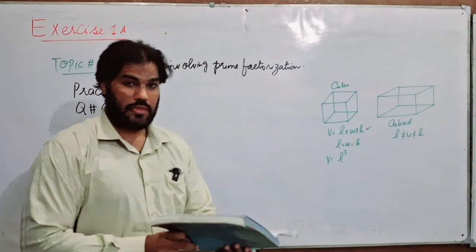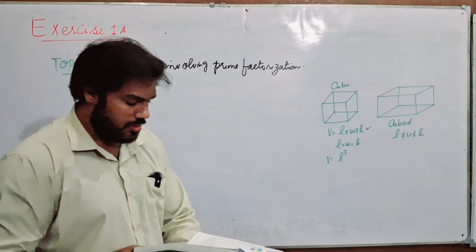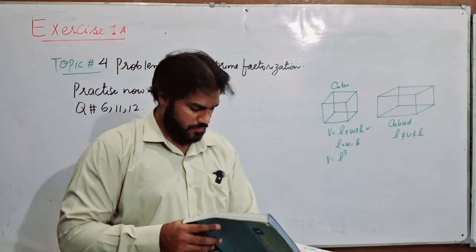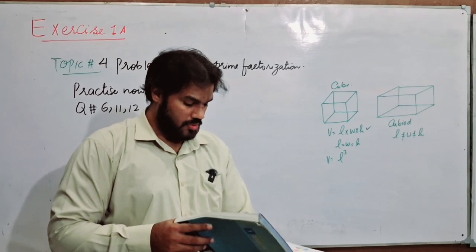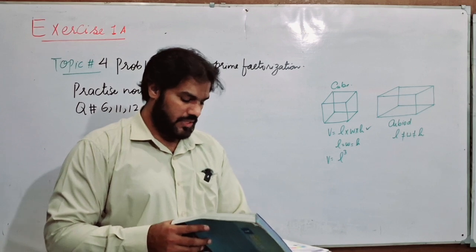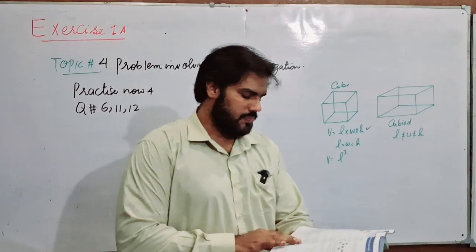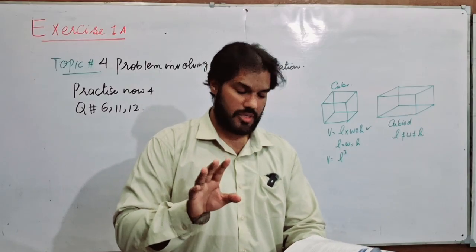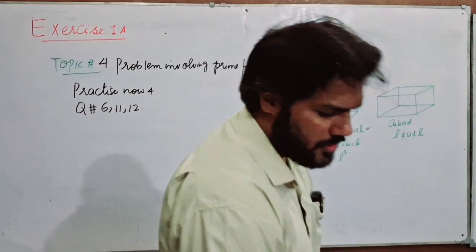Question number 11. Ali wants to use 210 1 centimeter cubes to make a cuboid such that each of its side is longer than 1 centimeter. There are 6 possible cuboids that he can make. Find the dimension of any 3 of them. The author says there are 6 possible cuboids that he can make, but we have to find only 3 of them. Inshallah, I will find all of the 6.